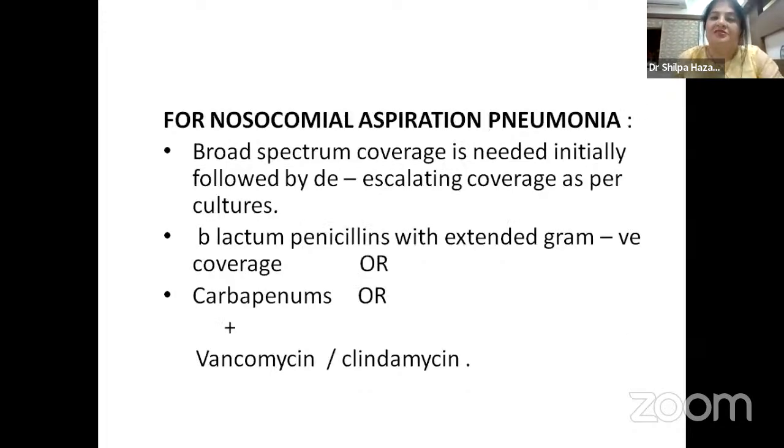For nosocomial aspiration pneumonia, broad spectrum coverage is needed initially, but then after culture we need to decide whether to escalate or de-escalate. So basically, before the cultures, the recommendation is to give beta-lactam penicillins with extended gram-negative coverage, or you can use carbapenems, plus either vancomycin or clindamycin. So both will have anaerobic cover, vancomycin as well as clindamycin.